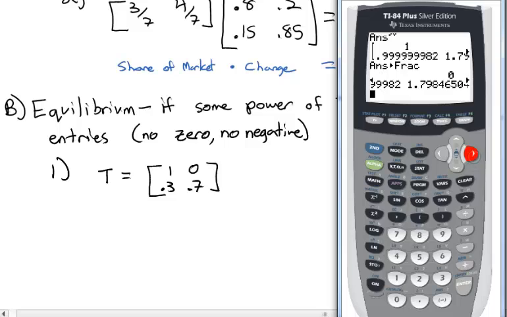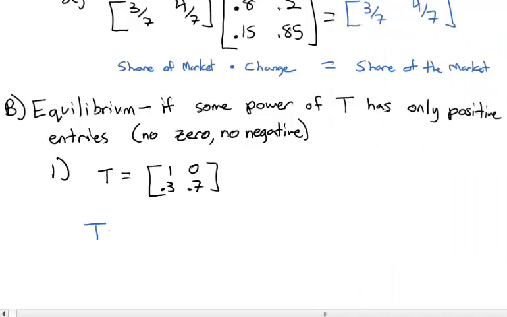But what I want to notice is the top right entry is still 0. If we took T to some large exponent, you are going to have some number, a 0, some number, and another number. I'm going to call them A, B, and C. But the important thing is that 0 in the top right corner never disappears. So we don't know if this is going to reach equilibrium or not. We're going to say no equilibrium.